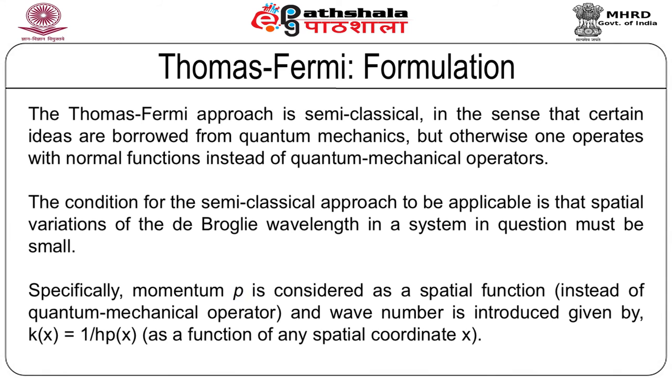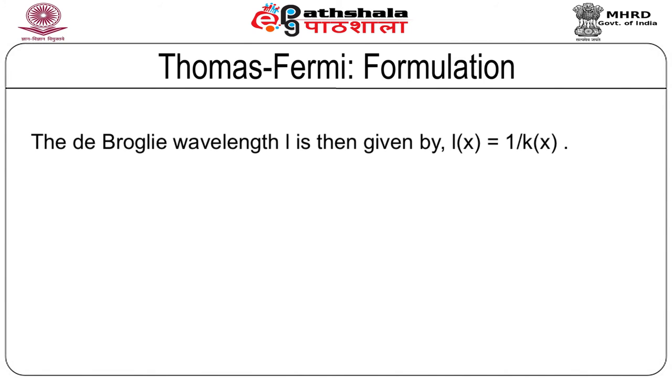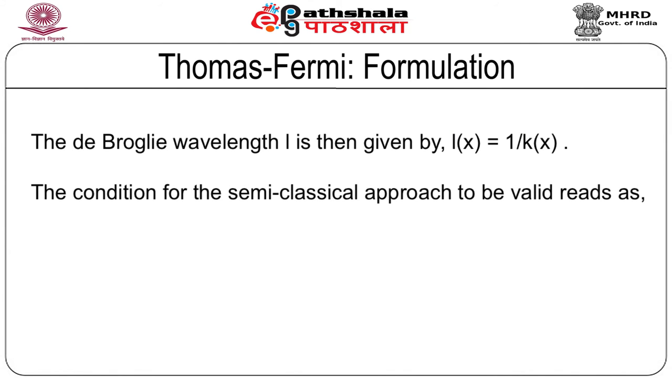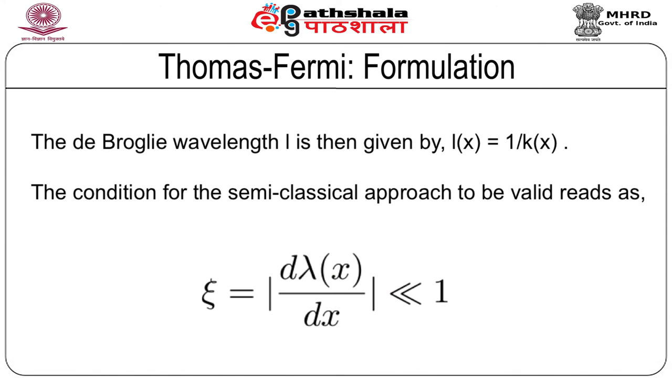Specifically, the momentum p is considered as a spatial function instead of a quantum mechanical operator. And the wave number is introduced, which is given by k of x equal to 1 over h cut p of x. As you can see that this wave number k is a function of spatial coordinate x. The de Broglie wavelength lambda is then given by lambda of x equal to 1 over k of x. The condition for the semi-classical approach to be valid then reads as xi, which is given by the modulus of the variation of the de Broglie wavelength as a function of the spatial coordinate x. This variation is much, much less than 1.